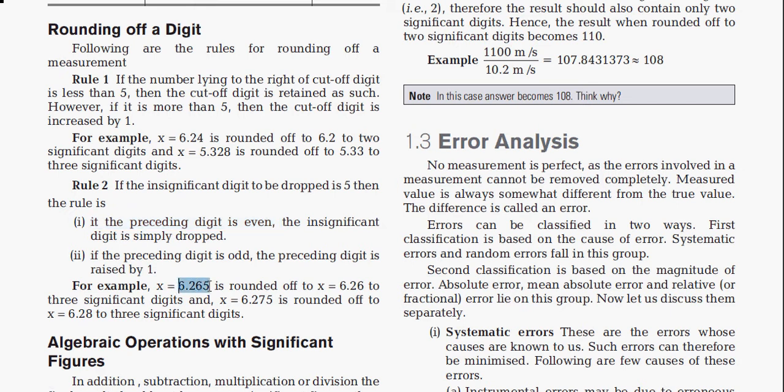It's 6.265, so 5 is at the end, so let's see the preceding one. The preceding one is 6 here, which is an even number, so rounding off will give you 6.26 only. But in case it is an odd number like 6.275, the preceding one of the 5, which is 7 here, rounded off will give you 6.28. We just need to increment this 7 by 1, and we get 6.28. Got it?